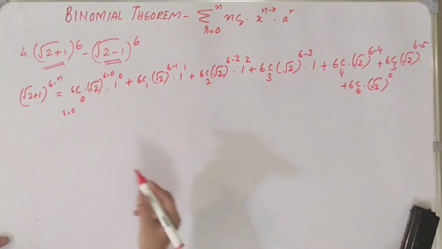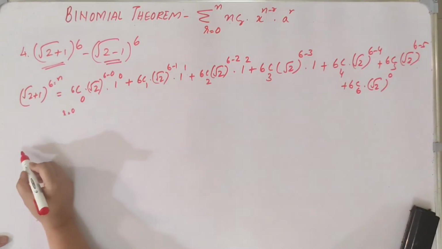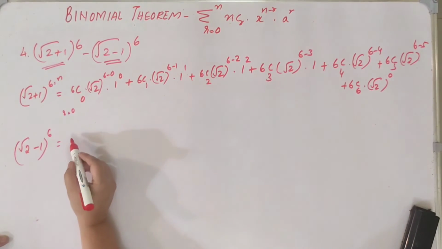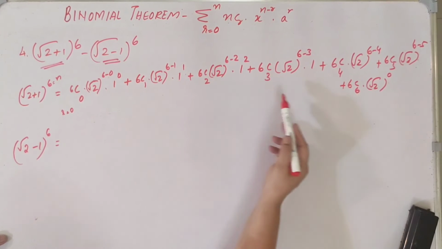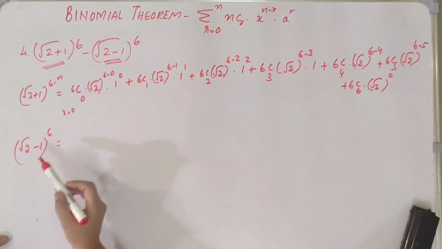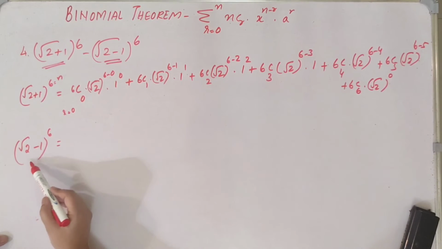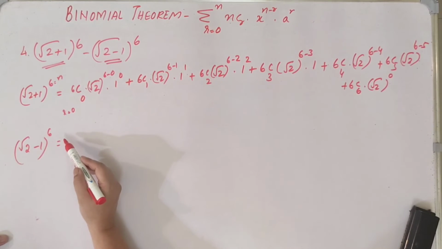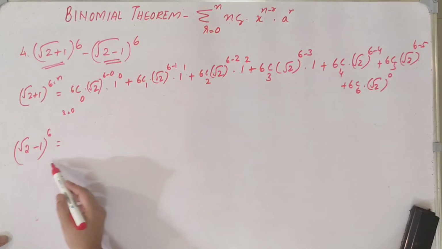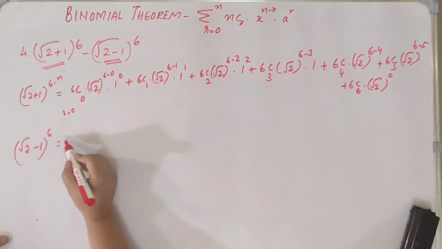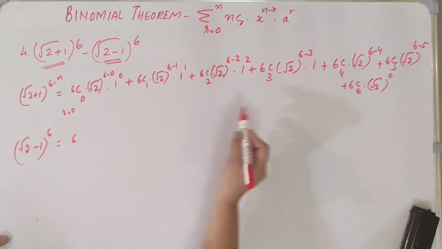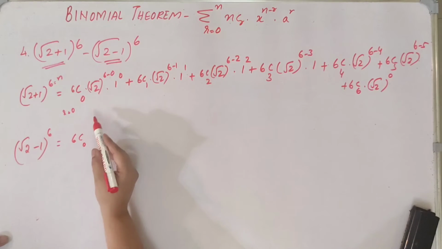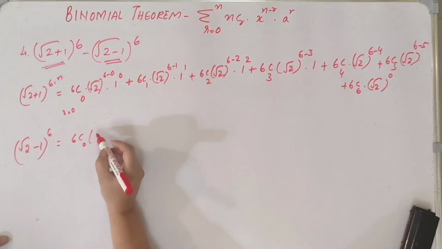Let's not evaluate it. Let's take the next expression, root 2 minus 1. Why we don't want to evaluate this? Because there is a possibility that when you expand this expression, some of the terms are going to cancel. So let's not unnecessarily spend time calculating all of this and calculating the second expression. I'm just going to copy the first expression. We don't have to literally use our mind to get this working.